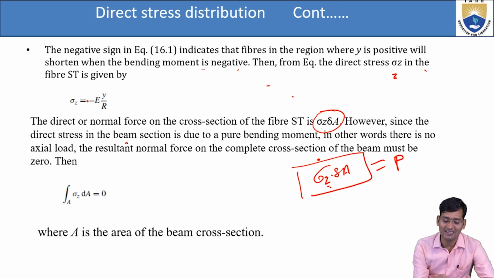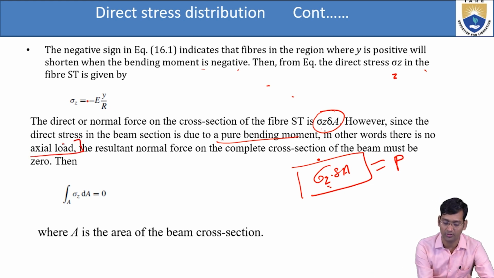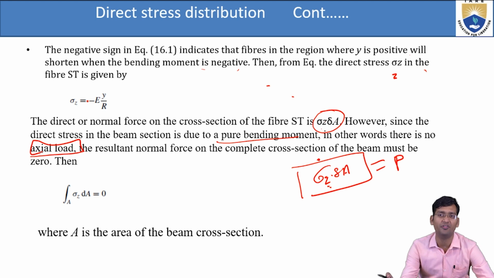However, since the direct stress in the beam section is due to pure bending moment, as we already considered, we are taking the pure bending moment only, not other things. With pure bending moment, the other moments of forces will be 0. In other words, there is no axial load. Because of axial load, compression would be there, but here we are taking pure bending.